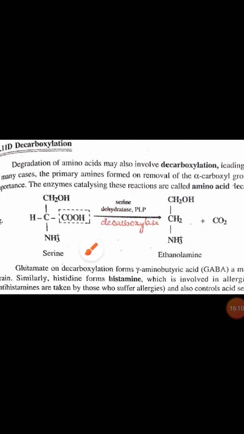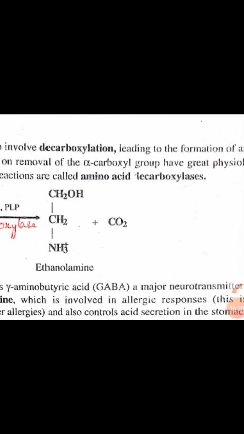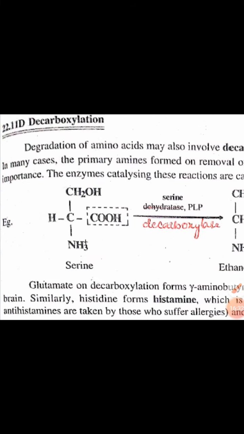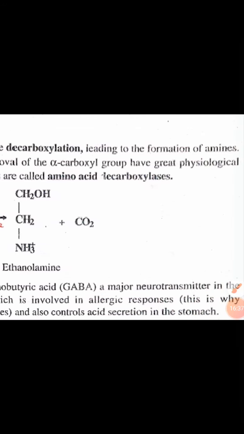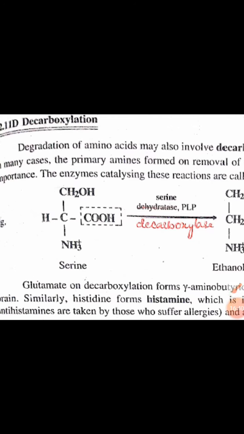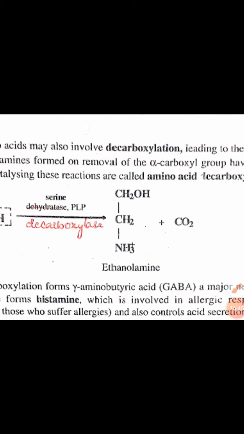So serine on decarboxylation by the enzyme serine decarboxylase, of course the coenzyme will be PLP here, you get ethanolamine. You can see carbon dioxide is being removed. So here degradation of amino acid may also involve decarboxylation, leading to the formation of amines. One point you will have to remember: the primary amines that are formed on removal of the alpha carboxyl group have a great physiological importance. The enzymes that catalyze these are known as amino acid decarboxylases.